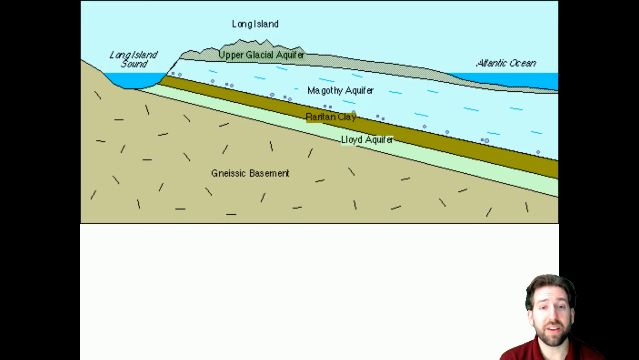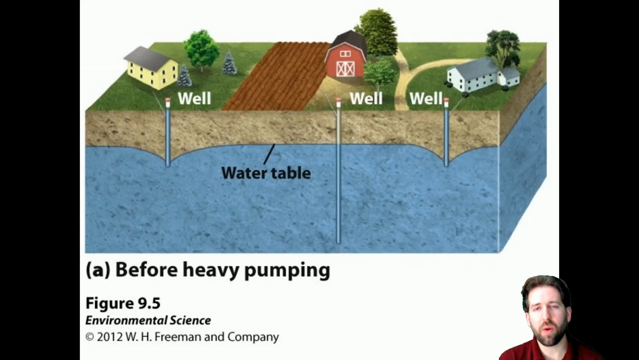You can see that there is the upper glacial aquifer, which lies up on top. Then you can see underneath that we have the Magothie, which is quite thick and runs all the way from the Sound to the Atlantic and out quite a bit. Then we've got a clay layer, and that is over the Lloyd aquifer. So we have quite a few places where we have all those different confined and unconfined layers, or aquifers rather, that supply our water.